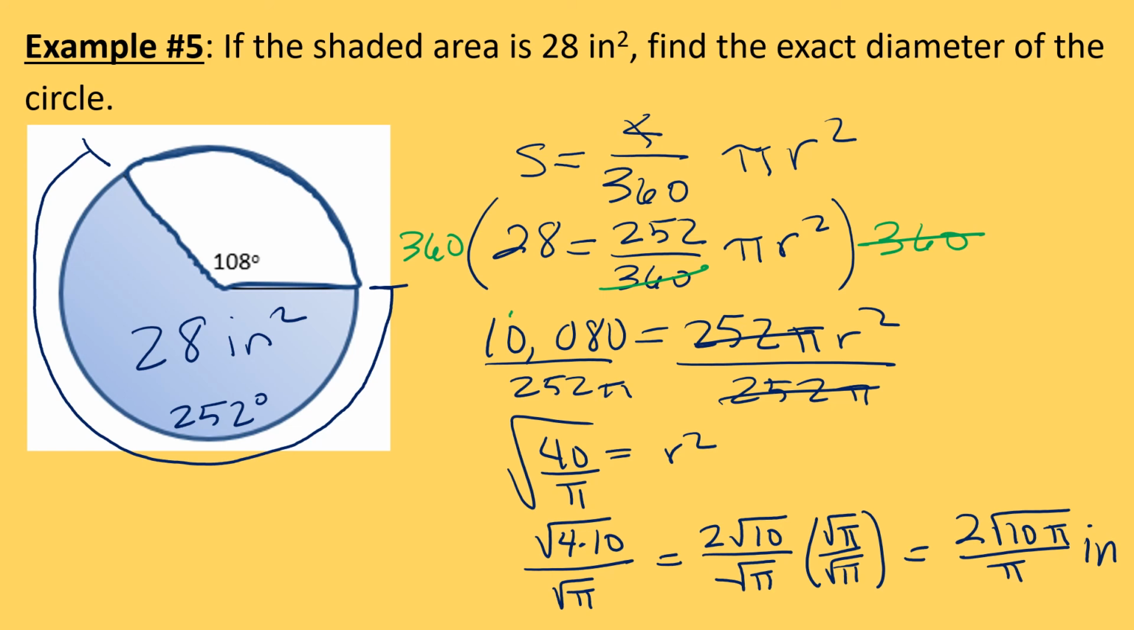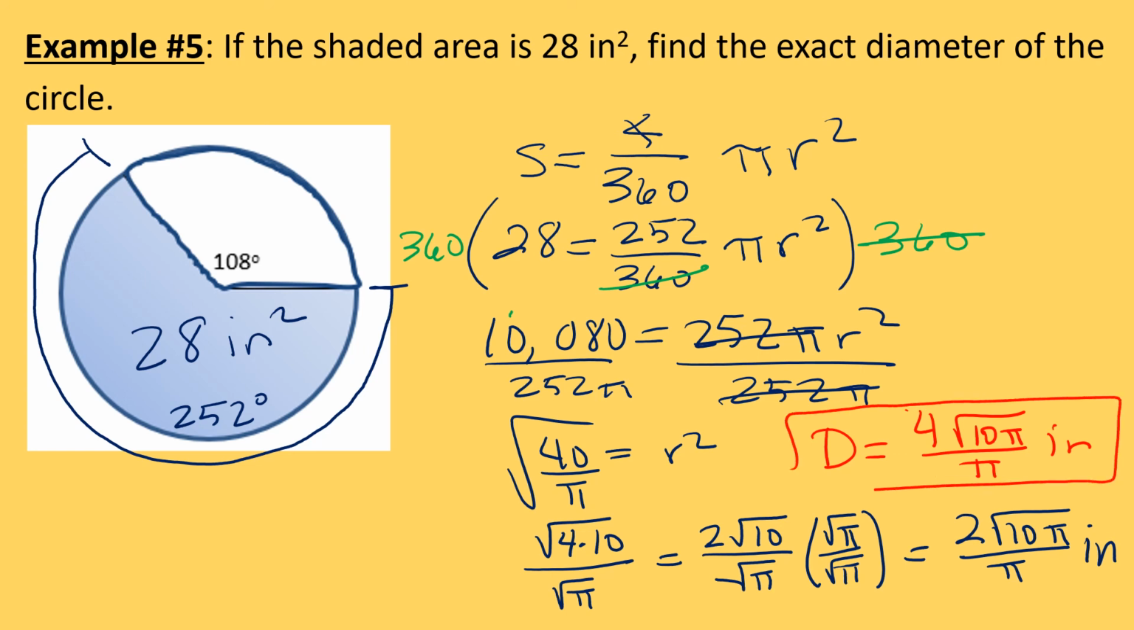The issue with this problem is they want the diameter, so my diameter is 2 times my radius. So if I take 2 times that, I'm going to get 4 square root of 10 pi over pi, and that's still going to be in inches. And this is your exact final answer.